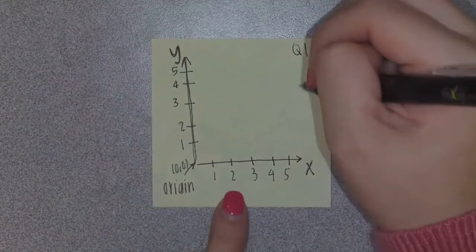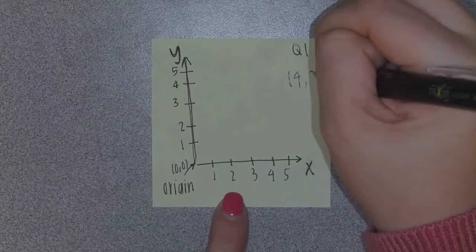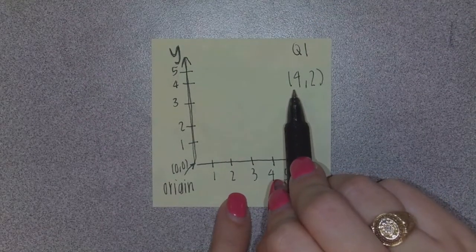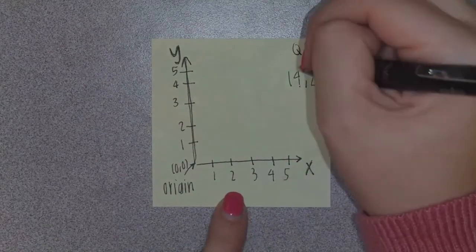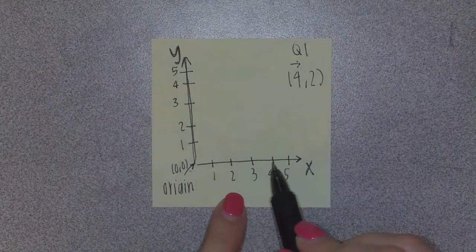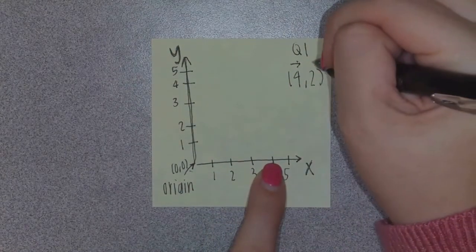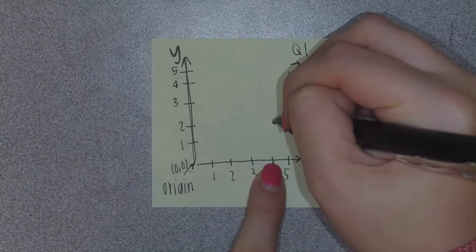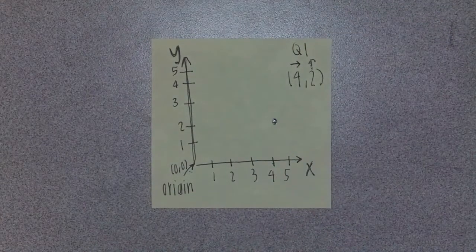So if we wanted to graph the point for (4, 2), remember the first number in an ordered pair is always your x-axis. So since it's positive, I'm going to start at the origin and move to the right 4 spaces. Then from that new spot, I'm going to move up 2 spaces. So I would put a dot right there.